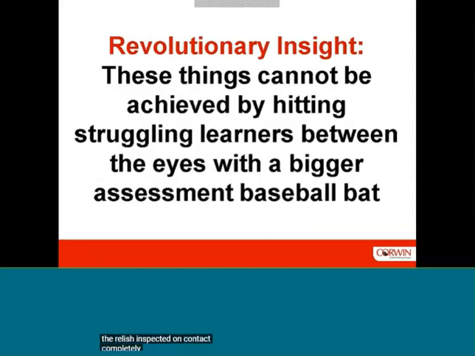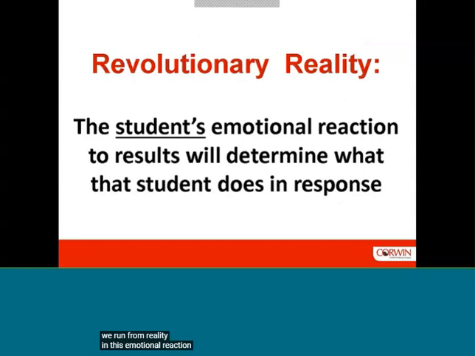The revolutionary insight is that these things can't be achieved by hitting struggling learners between the eyes with a bigger baseball bat. If they're on the verge of giving up on themselves, hitting them between the eyes like that is exactly the wrong thing to do because it'll simply throw them over the edge. The revolutionary reality is that students' emotional reaction to assessment results, no matter what they are, high range or low, turns out to be critical.